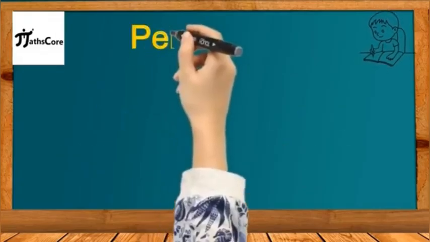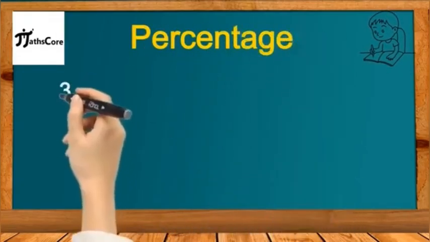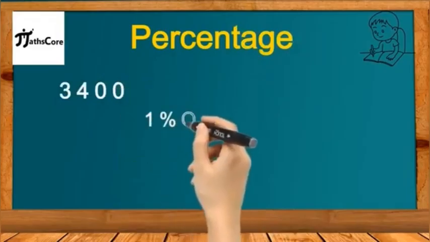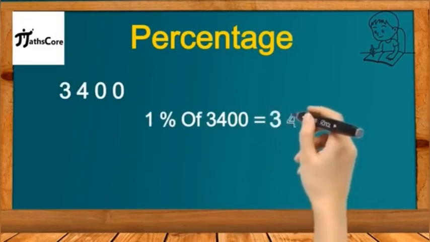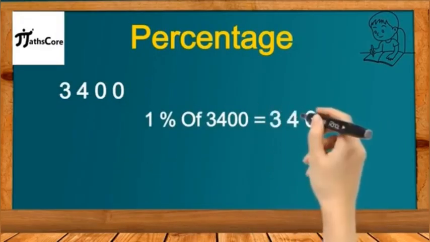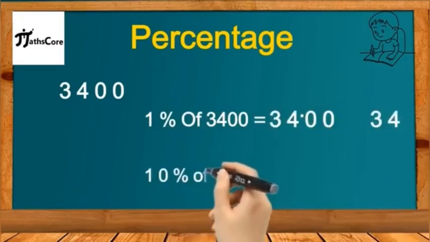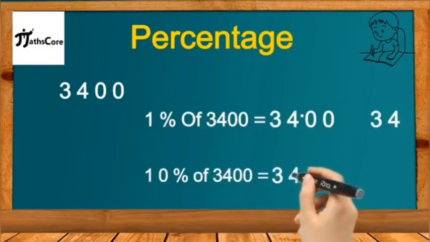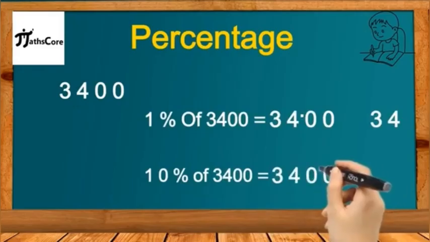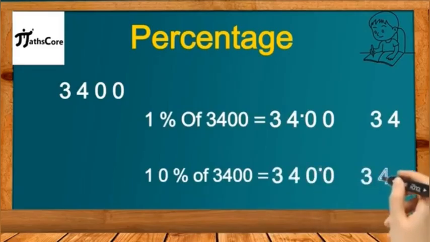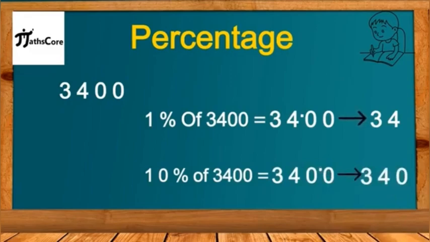Let us find out 1% and 10% of 3400. To find out 1% of 3400, we need to put the decimal point after two places from the right. So it is 34. And to find out 10% of 3400, we need to put the decimal point after one place from the right. So it is 340. In this way, you can calculate 1% or 10% for any number.